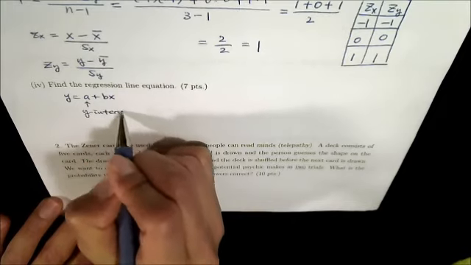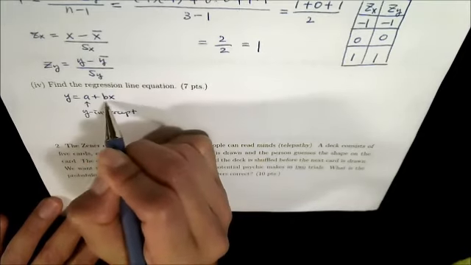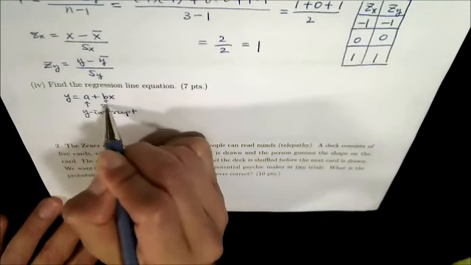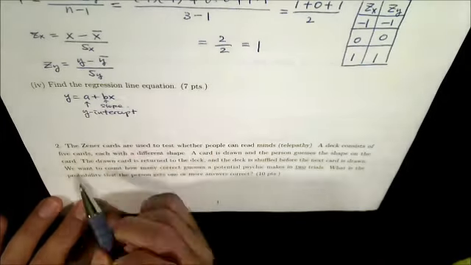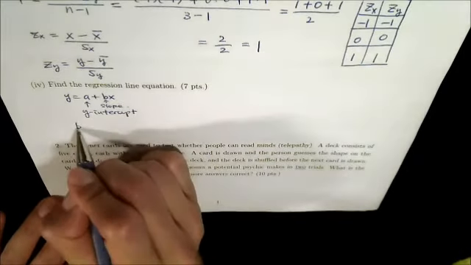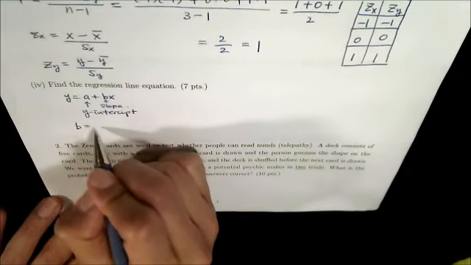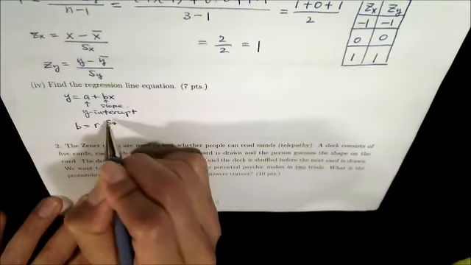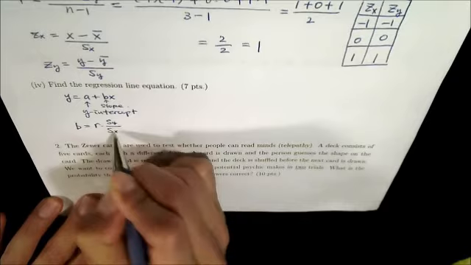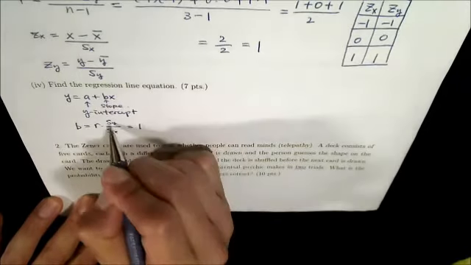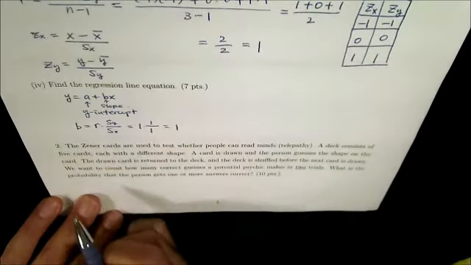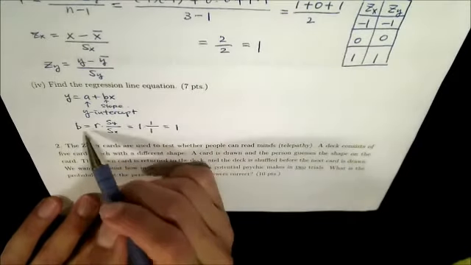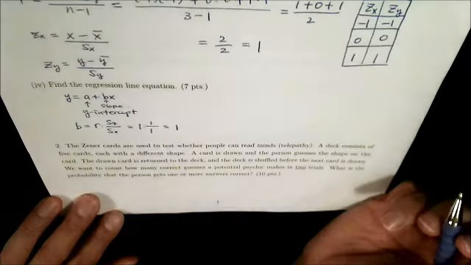Y-intercept. And b is the slope. Okay, then let's find these two constants. First, let's find b. b equals r times s of y divided by s of x. What is r? r we just found, which is 1. s of y is 1, s of x is 1. So we just found the slope: b equals 1.